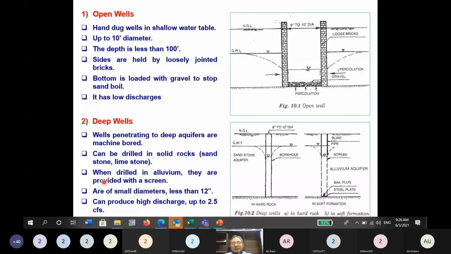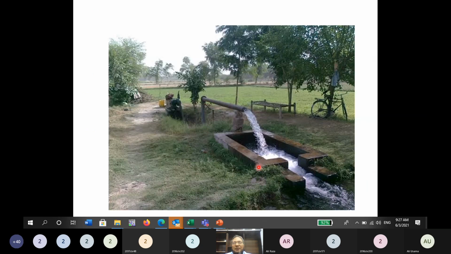So this is a deep well which is provided in the hard stratum, and this is a deep well which is provided in the soft stratum, and we provide here a screen, the pipe with openings as the water should enter. These deep wells are of small diameter, less than 12 inches. 12 इंच से कम डाया होता है, and can produce high discharge. ये deep well से हम ज़्यादा discharge ले सकते हैं, maybe up to 2.5 cusecs. So there is here a tube well, and you can see the water coming from the tube well to supply water to agricultural lands.